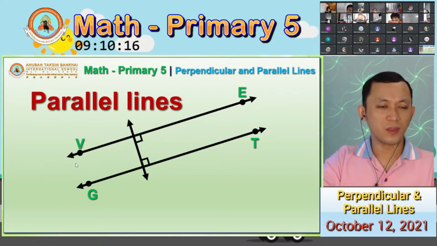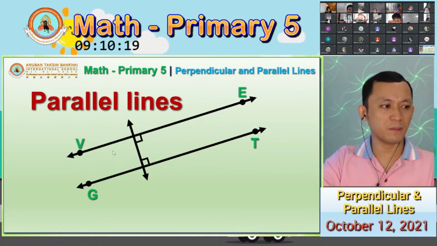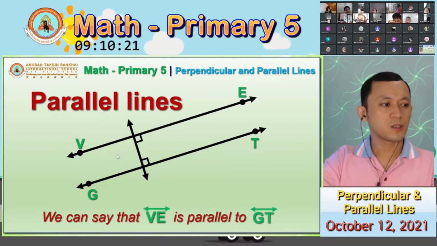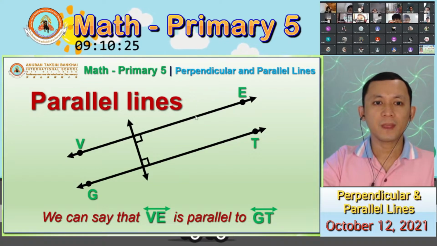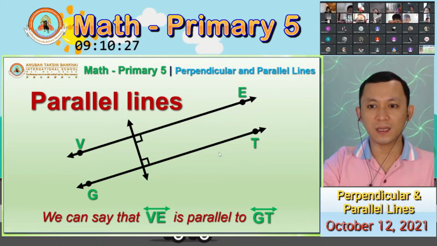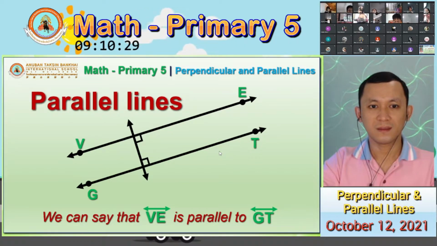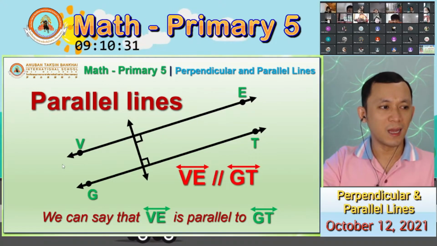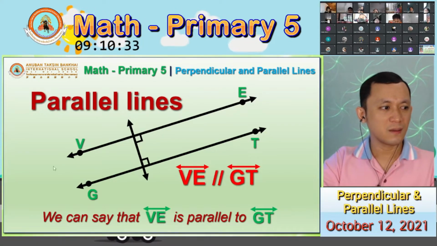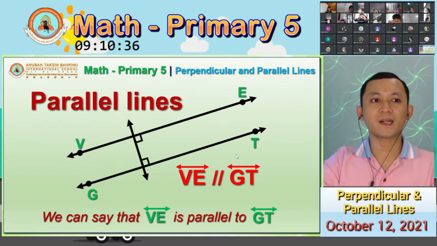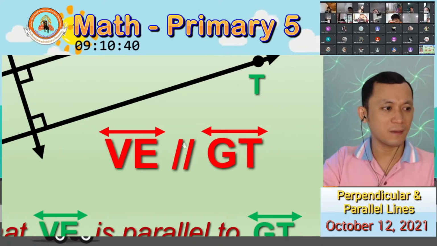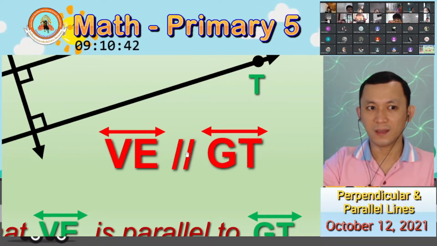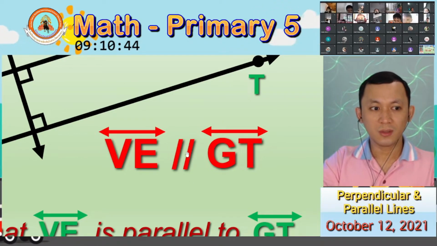Okay, so these lines are parallel. Look at the perpendicular symbol. So we can say that line VE is parallel to line GT. Line VE is parallel to line GT. Is there another symbol, teacher? Okay, so look at the symbol.